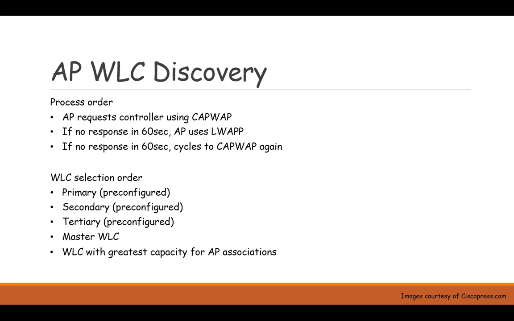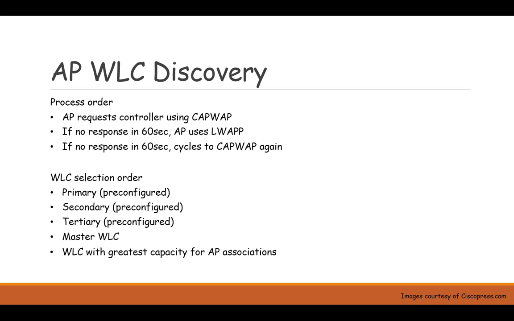When a lightweight access point first boots up, it'll go through the process at the top here. First, it'll try to discover the wireless controller using CAPWAP. If that doesn't succeed after 60 seconds, then it'll try LWAP. After another 60 seconds of using LWAP, if it can't find the wireless controller, it'll go back to using CAPWAP and then try again and repeat this until it locates a wireless controller.